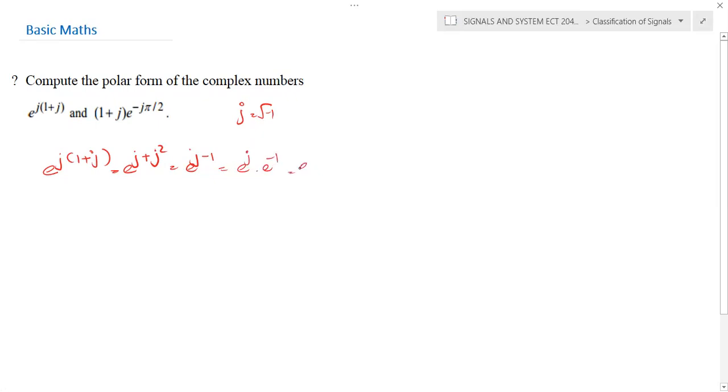So now I can split this e raised to j into e raised to minus 1. So e raised to j, we can expand by Euler's formula: cos theta, in place of theta, it is 1.